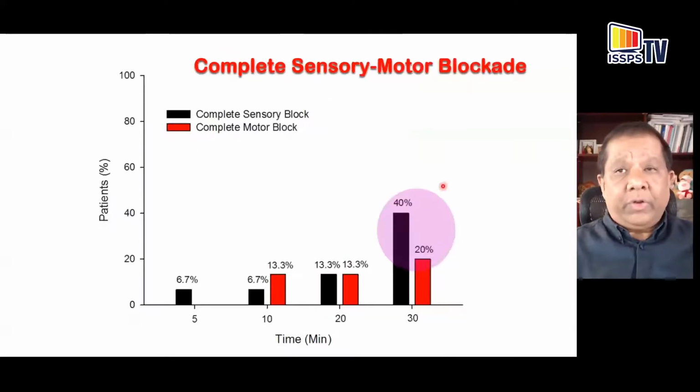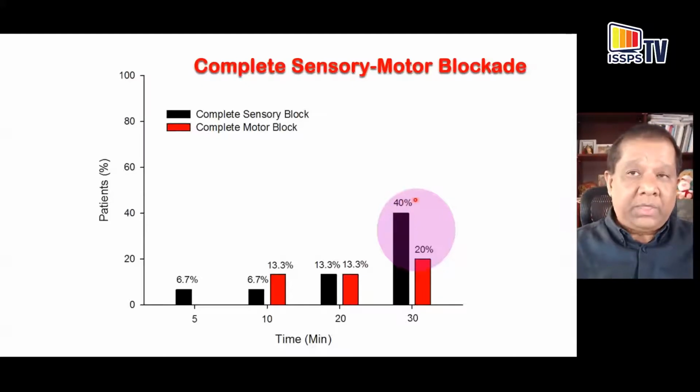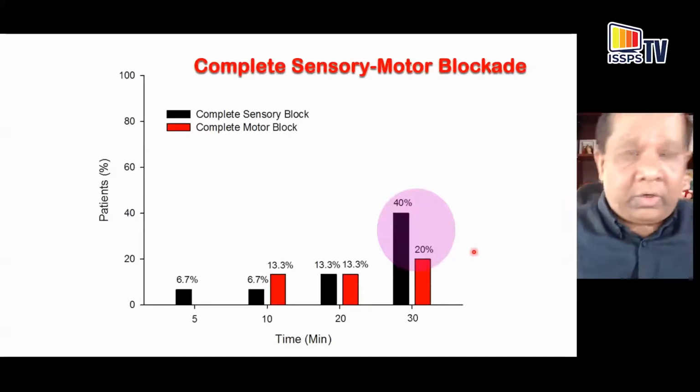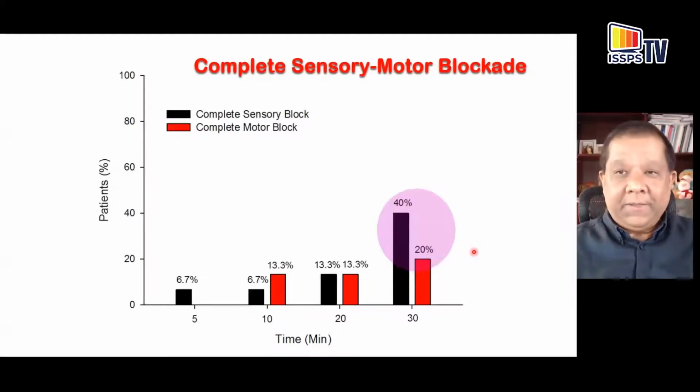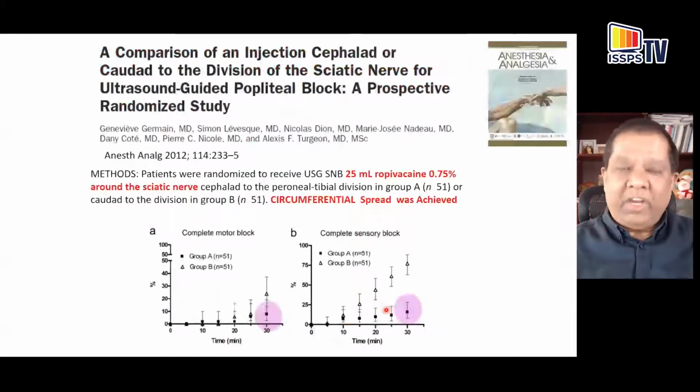But when we look more critically at the number of patients who had complete sensory block, that is the black bar here. Complete motor block is the red area here. You can see that only 20% of this cohort of 15 patients had complete sensory motor blockade at 30 minutes, and only 40% had sensory block at 30 minutes. So I think this really was very good for analgesia, and it produced undesirable motor blockade in some for up to 32 hours. But really, for surgical anesthesia, at 30 minutes, it was very disappointing.